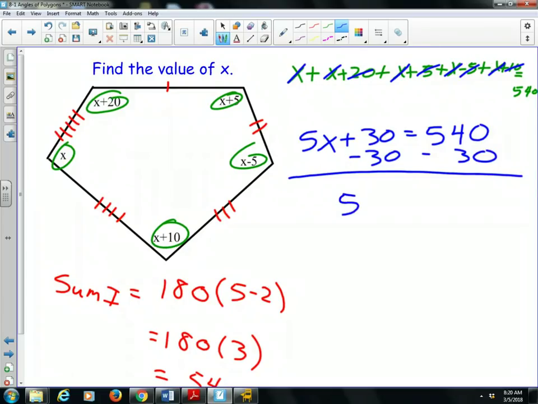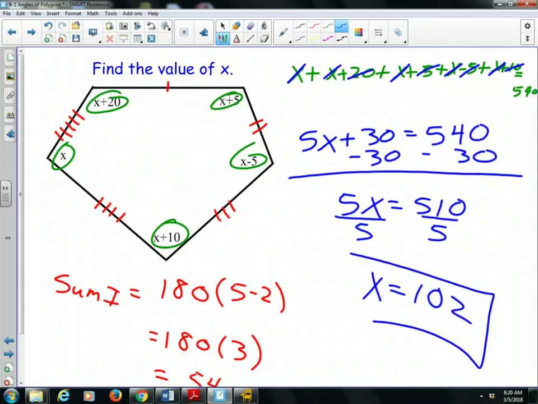Equals 540. So I subtract 30 from both sides, and I get 5x equals 510. I divide both sides by 5. So 510 divided by 5 is 102. x equals 102. And that's my answer.